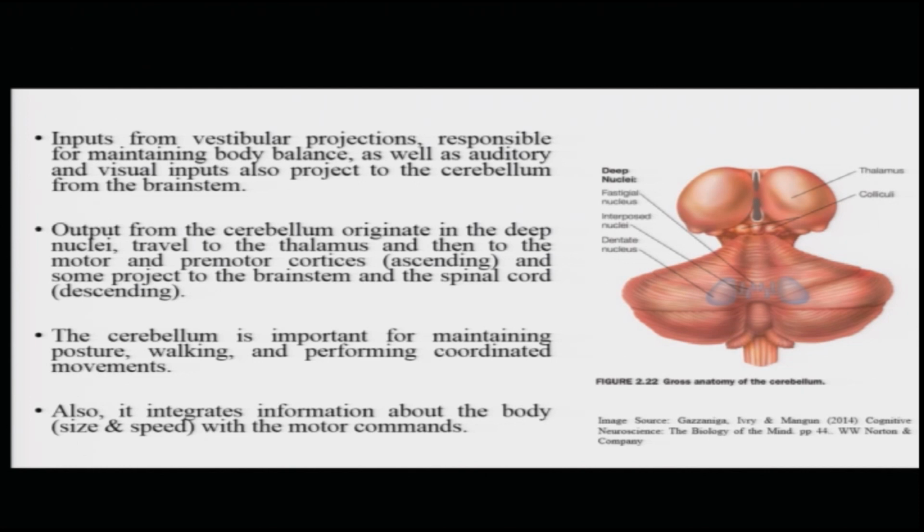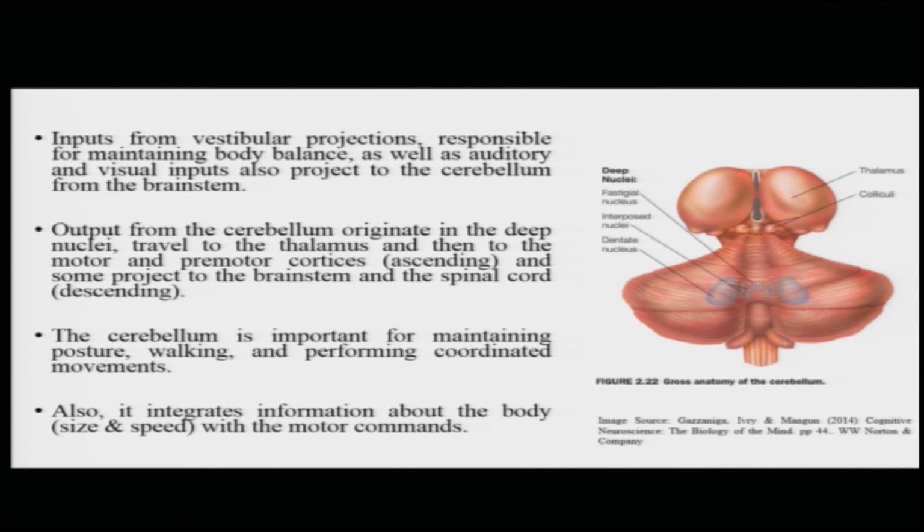Outputs from the cerebellum originate in these deep nuclei, which you can see in the figure here, and then they move from these deep nuclei to the motor and premotor cortices in the case of ascending, going upwards, and some of them come down to the brainstem and the spinal cord, which are descending projections. The cerebellum is very important for maintaining posture, for walking, and for performing coordinated movements, say, for example, tapping the piano, or playing an instrument like the tabla. So these are fine movements, writing, all of these are grossly controlled and handled by the cerebellum.